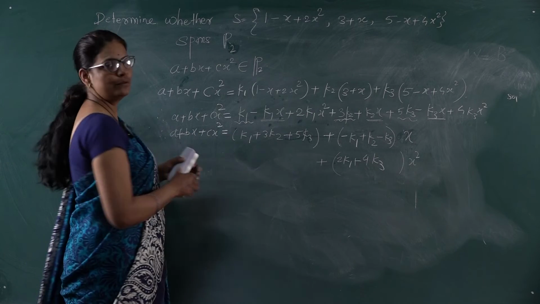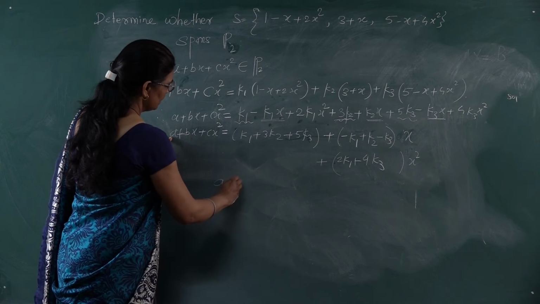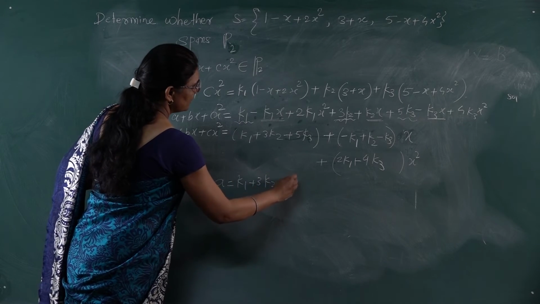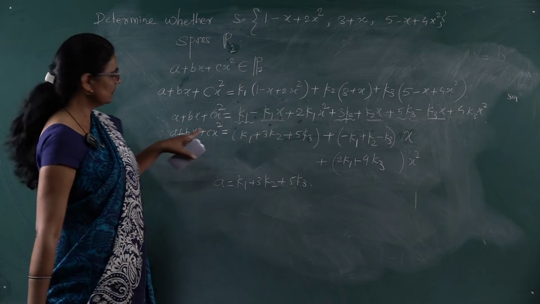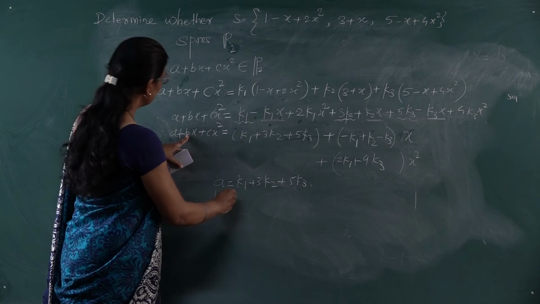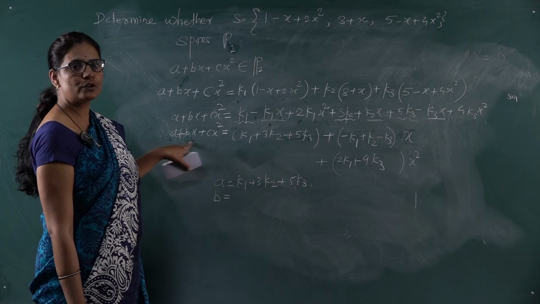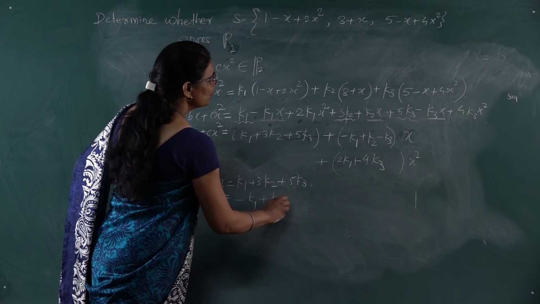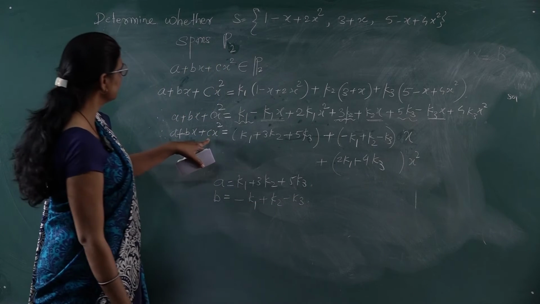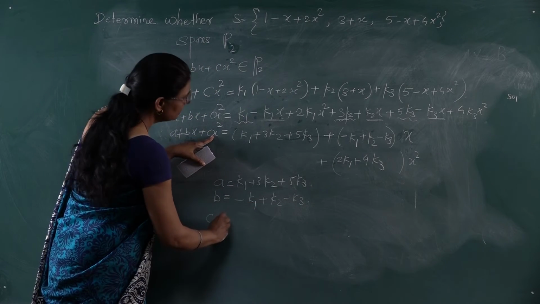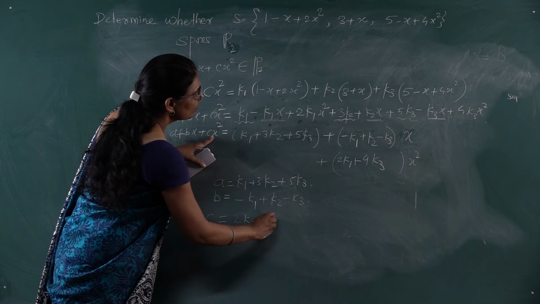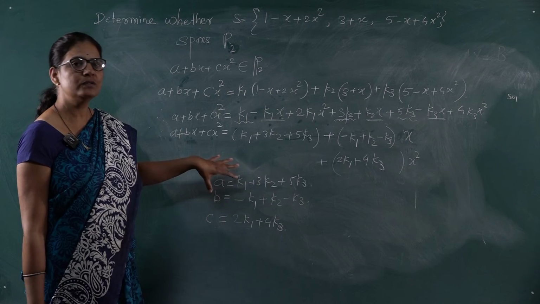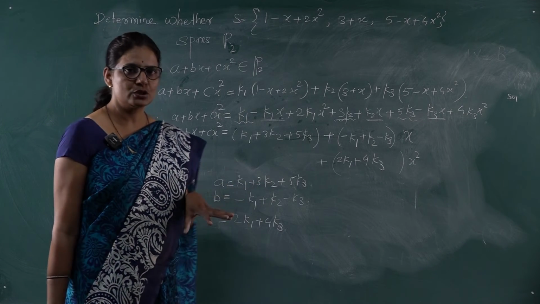So equating these polynomials we get here, equate the constant term. Here the constant term is a, here k1 plus 3 times k2 plus 5 times k3. Next equate the coefficient of x. Here the coefficient of x is b and here it is minus k1 plus k2 minus k3, and now last we have to equate the coefficient of x square. So we will get here c is the same as 2k1 plus 4 times k3. Again you can observe here it is a system of linear equations. We check whether this system has a solution or not.